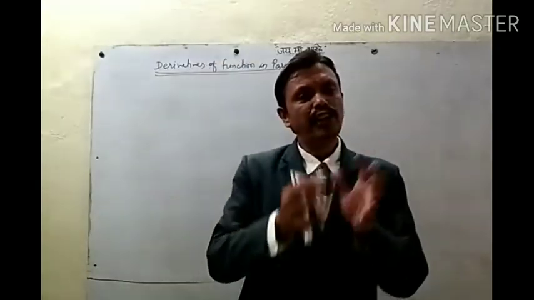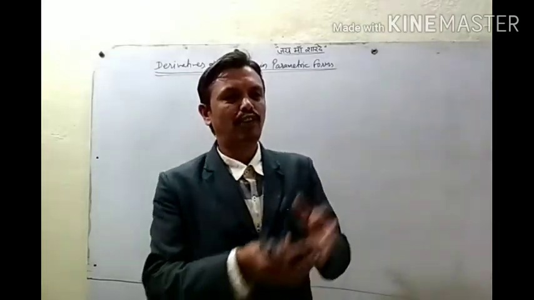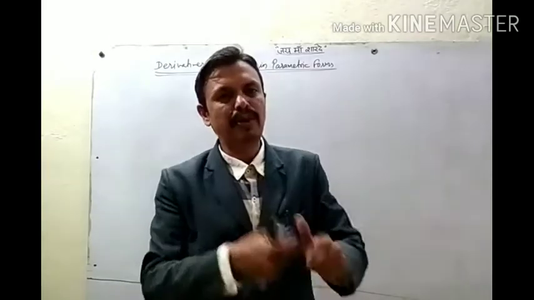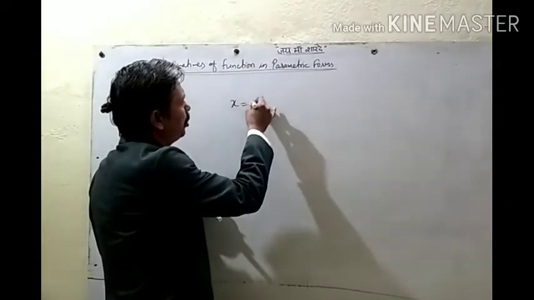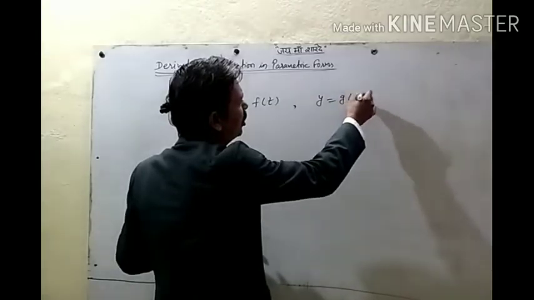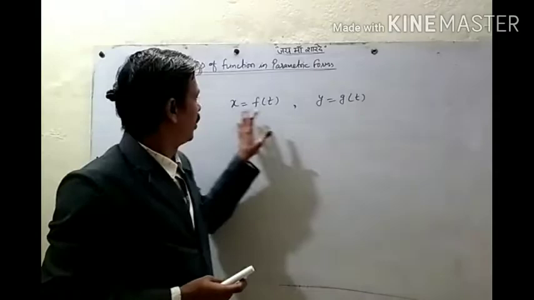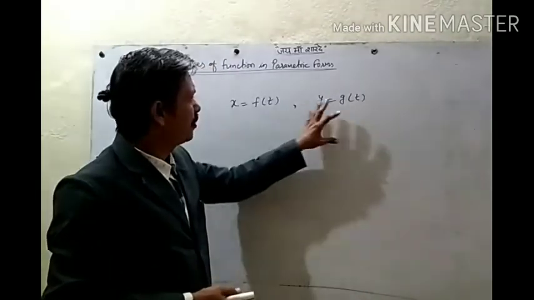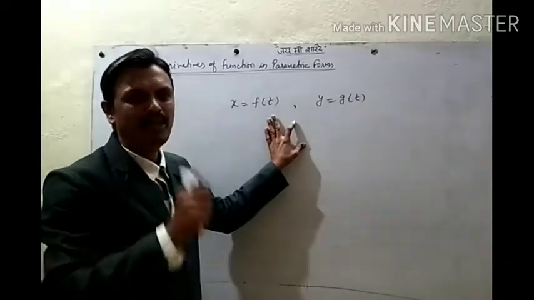Sometimes our functions are not implicit or explicit. Our variables x and y are related with some other variables separately. See, if x is equal to f of t and y is equal to g of t, right? X is a function of t, y is a function of t. X and y both are related with t in terms of t. So this third variable t is called parameter.